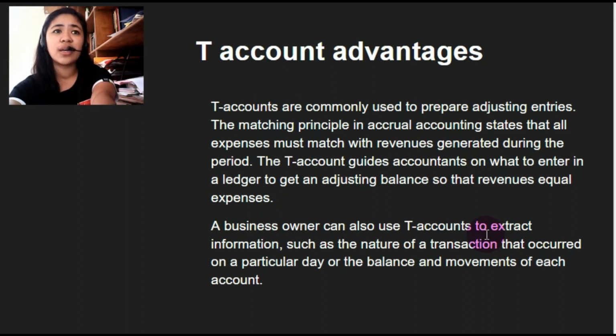So T accounts also have advantages. T accounts are commonly used to prepare adjusting entries. The matching principle in accrual accounting states that all expenses must match with the revenues generated during the period. So the T accounts guide accountants on what to enter in a ledger to get an adjusting balance so that revenues equal expenses. What are revenues? It is the income, which equals expenses. A business owner can also use the T accounts to extract information, such as the nature of a transaction that occurred on a particular day, or the balance and movements of each account.